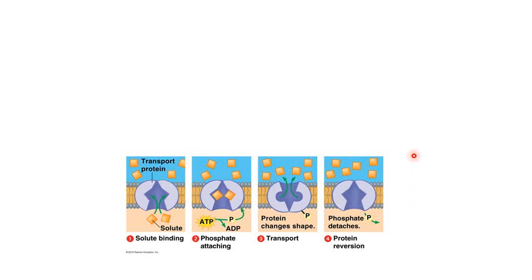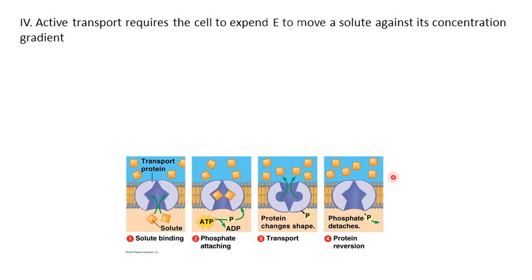All right, so we've taken a look at passive transport. Now we're going to be taking a look at active transport. A key thing we must remember about active transport is that it requires the cell to expend energy, and it involves the movement of a solute against its concentration gradient, which is the opposite of what we saw in passive transport. Let's take a look down here at the bottom of the screen. We see four different stages of active transport.